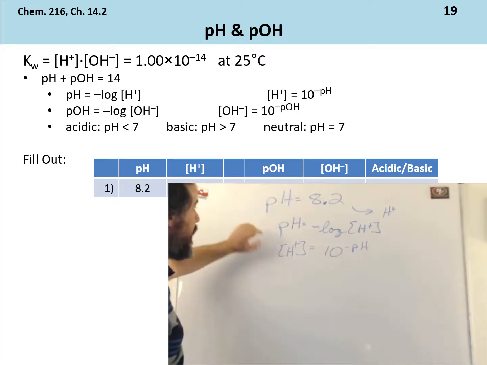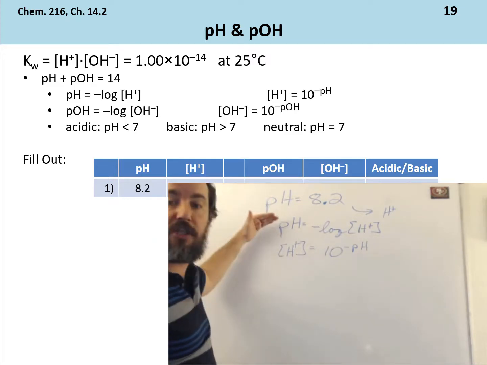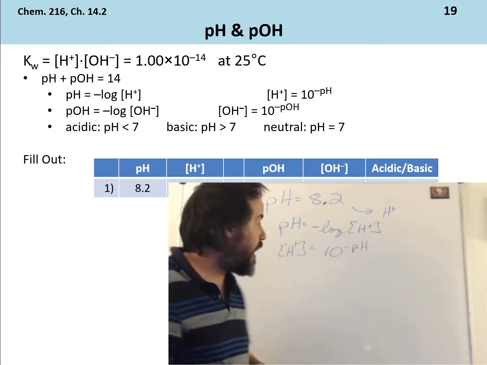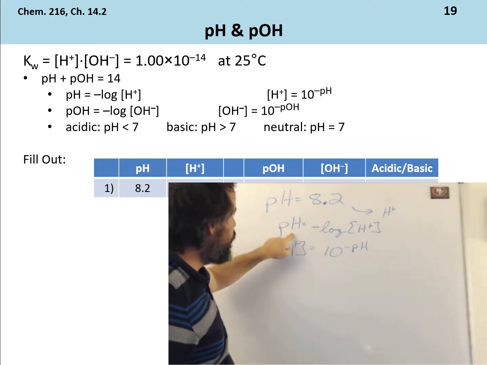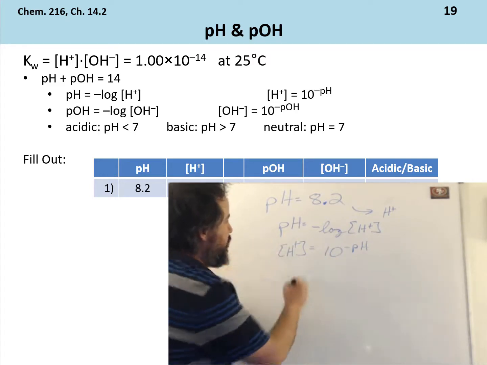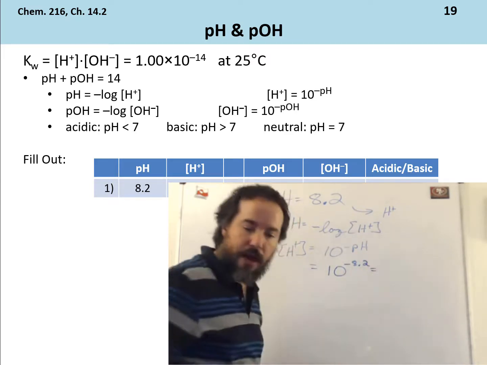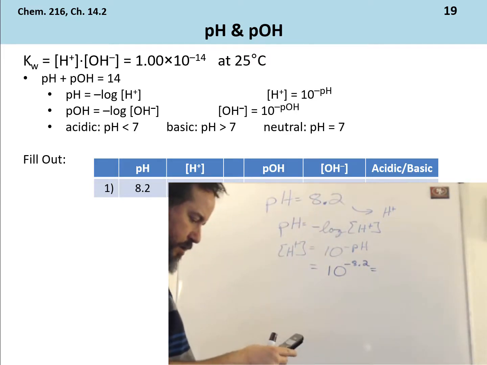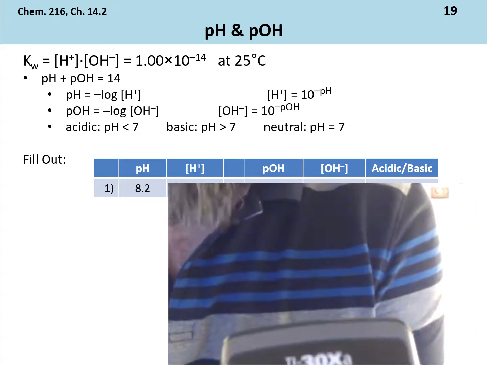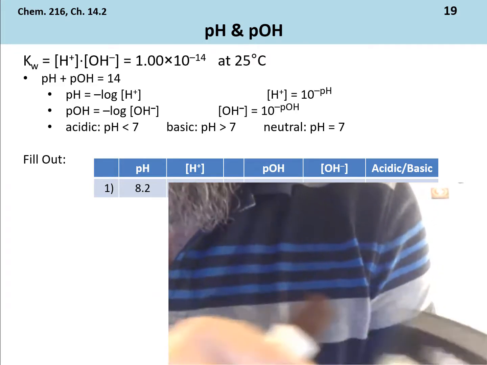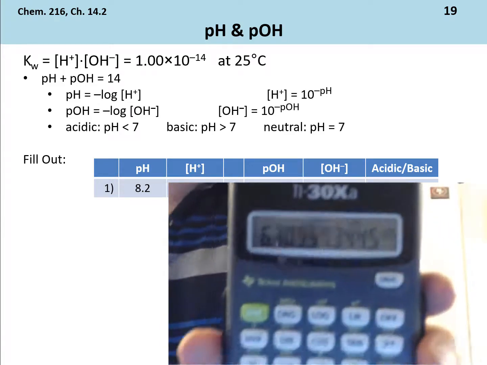All right, so which one am I going to use? I could use either one because in reality these are just the same equation rearranged. Okay, but which one am I going to use? Well, I know pH, so if I use this second one, I can just plug that in right away to get my answer. So I take negative 8.2, on my calculator I do second 10 to the x, and I get 6.3 times 10 to the negative 9.